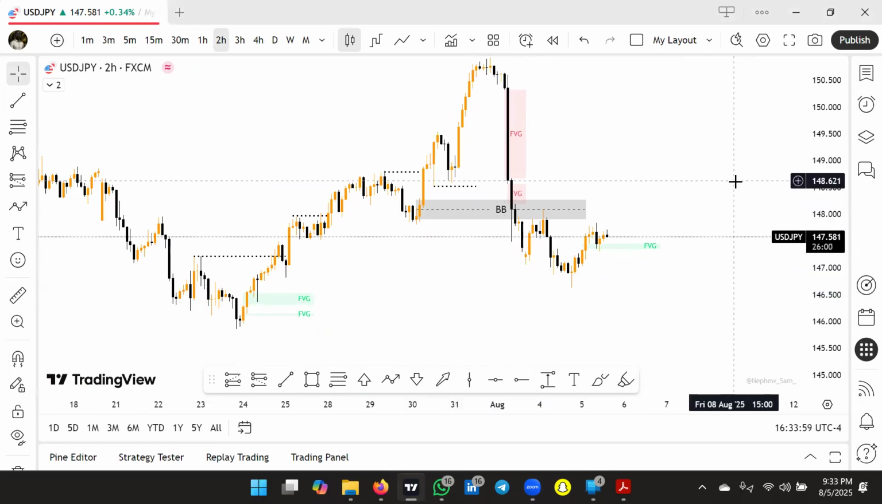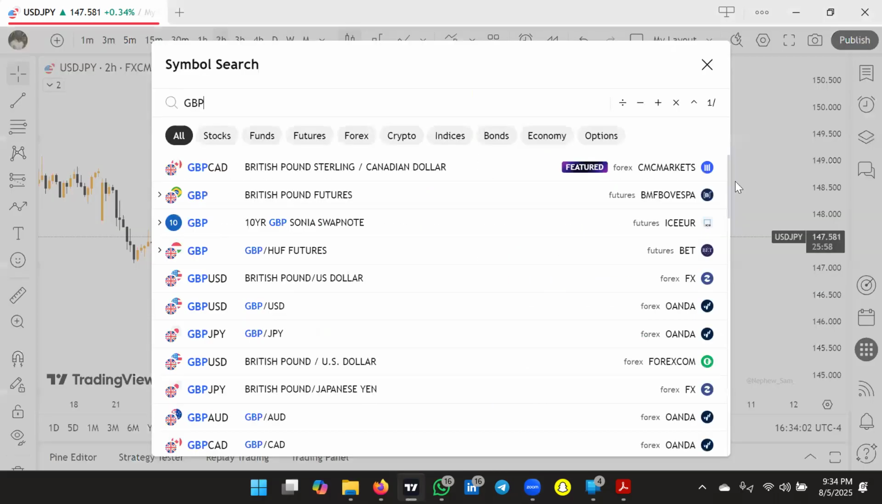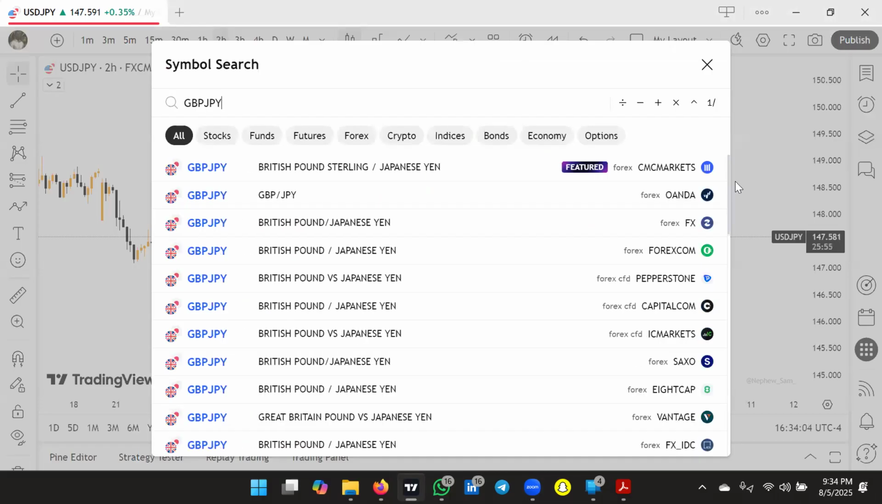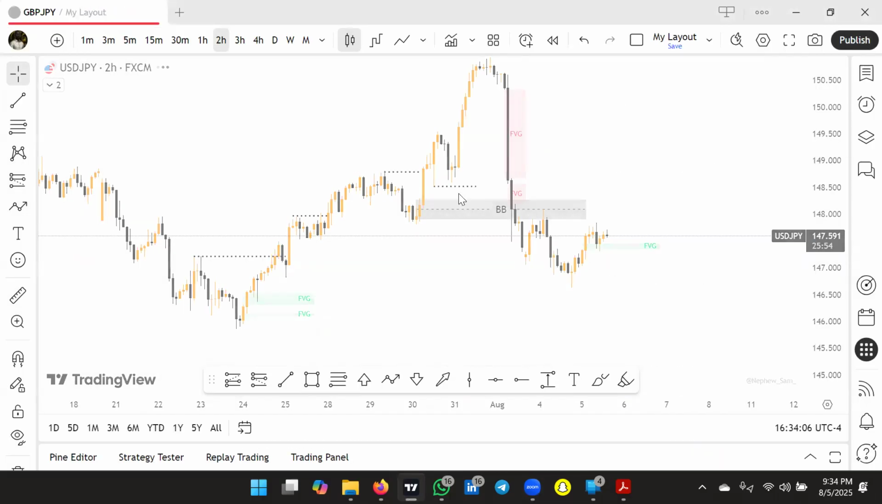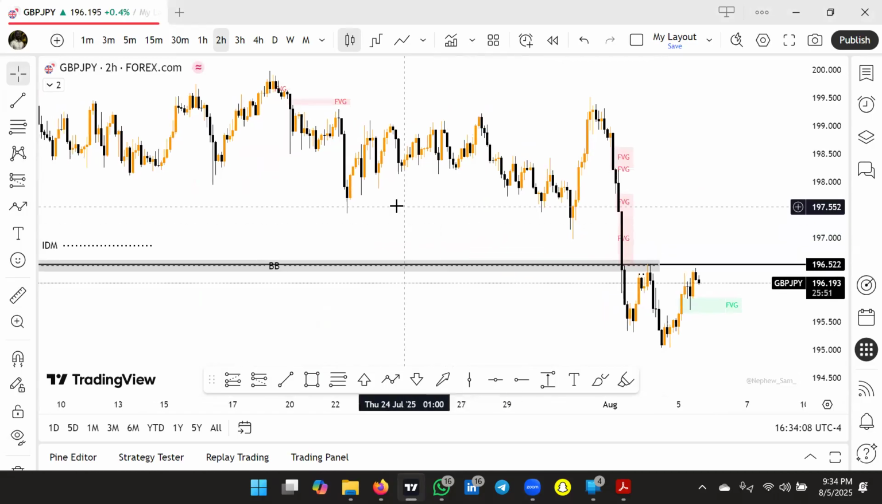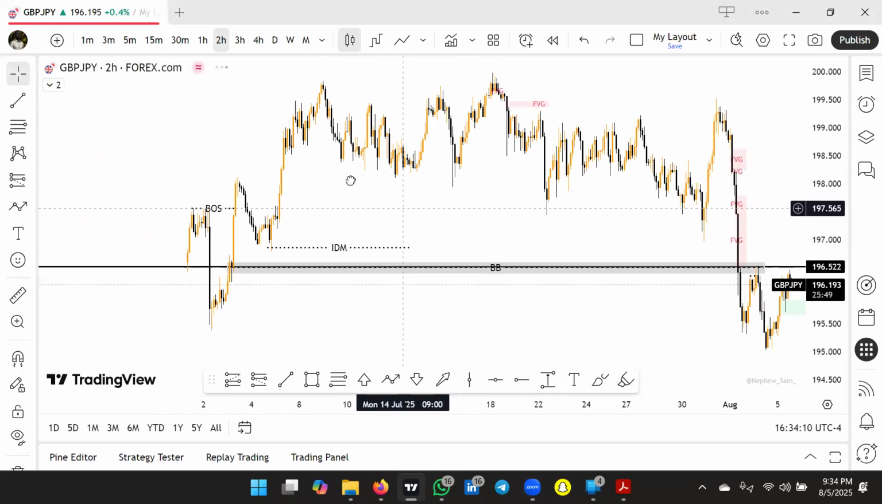So you can see this is a breaker block also. Now we have another one on GBP JPY. I have the zone here.